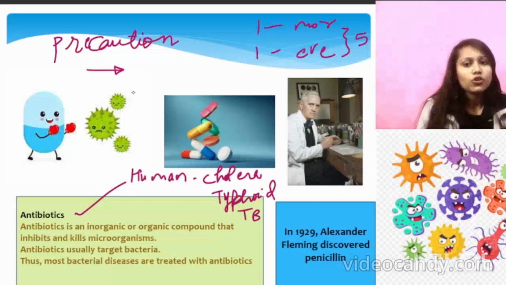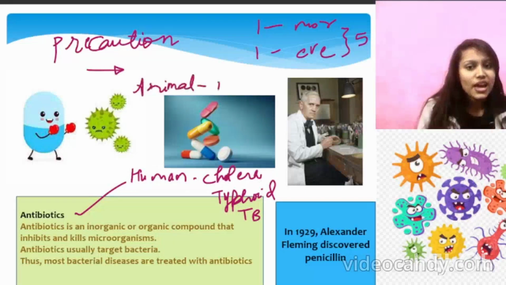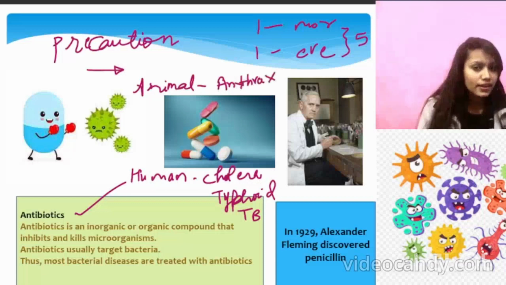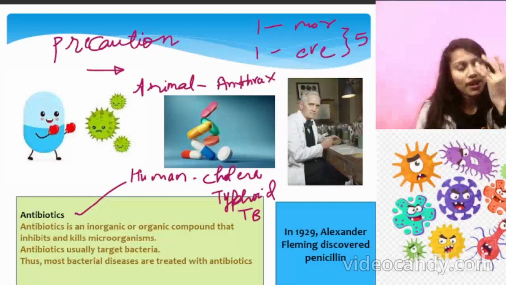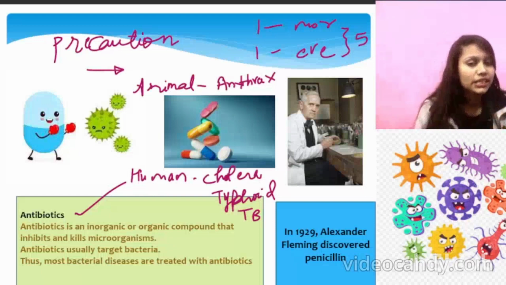In animals also we see some bacterial diseases, and a very common one is anthrax. This table has been given in the NCERT notebook, so you can refer to that table also. Here I am just giving you brief detail. In anthrax, cattle generally suffer from high fever, they develop blisters on their skin, and this can even lead to death in the animals.